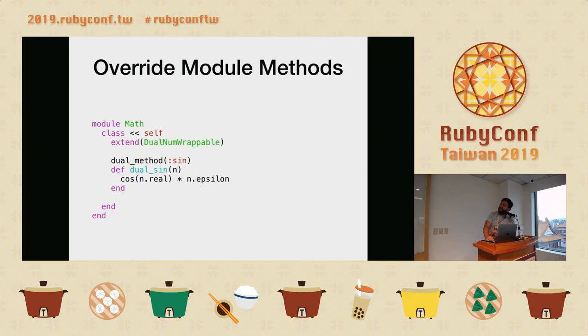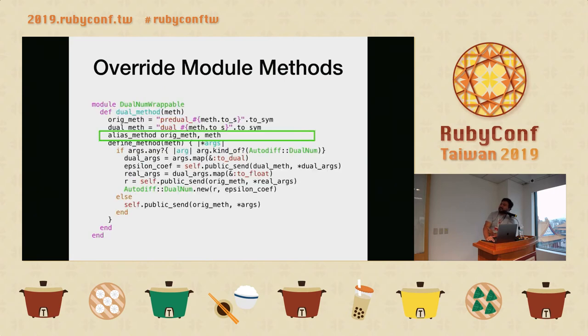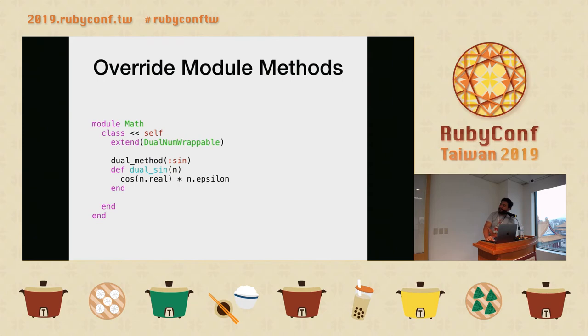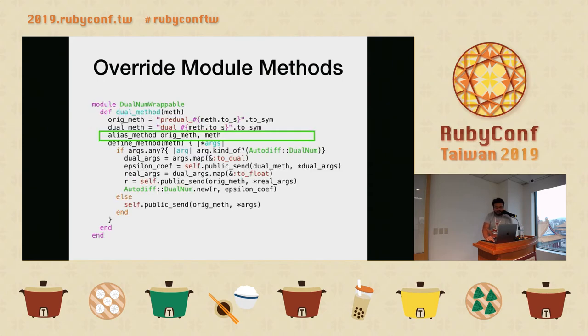So here I have to create a dual version of sine, which will return the derivative of the sine function. How does it work? How does the dual method modifier work? Basically, we just rename the original method and define a new method.